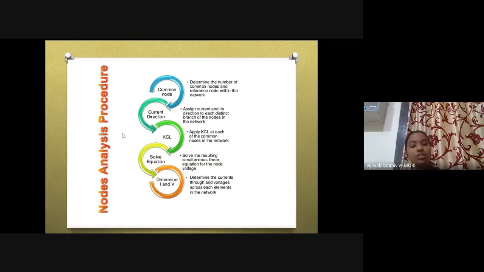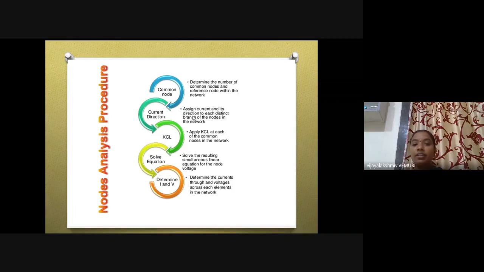So what is the procedure you need to follow for nodal analysis here? First, determine the number of common nodes and reference node within the network. I'll tell you what the common nodes and reference nodes are. Assign currents and their directions to each distinct branch of the nodes in the network. You need to assign currents. Apply KCL at each of the common nodes in the network. Solve the equations. Determine the node voltages and branch currents.